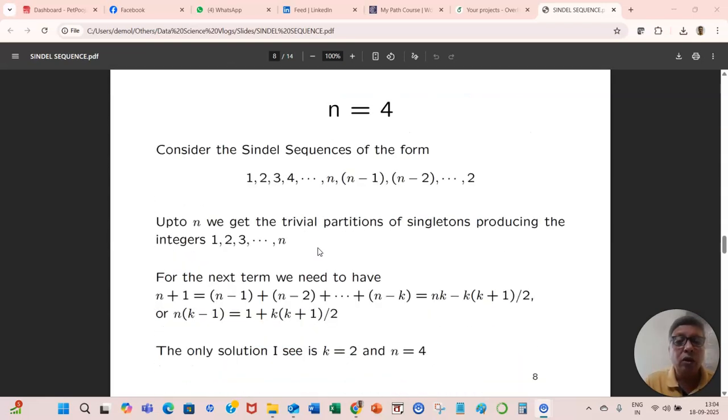So n equal to 4 is the only solution. Consider the Sindel sequence of the form 1, 2, 3, 4 up to n, then n minus 1, n minus 2 down to 2. Up to n we get the trivial partitions into singletons producing the integers 1, 2, 3 up to n. Then for the next number n plus 1 we need n plus 1 equal to n minus 1 plus n minus 2 plus dot dot dot plus n minus k. The sum of k of them is nk minus k times k plus 1 by 2, so n times k minus 1 equals 1 plus k times k plus 1 by 2, and the only solution I see is k equal to 2 and n equal to 4. So 4 is the only unique solution in the Sindel sequences of the form 1, 2, 3, 4 up to n, then going down to 2.